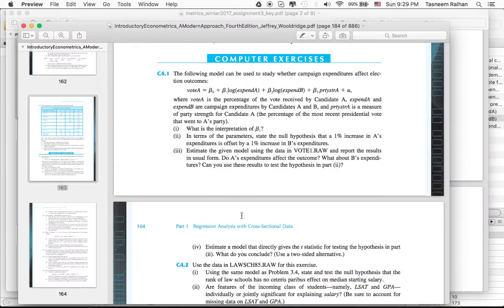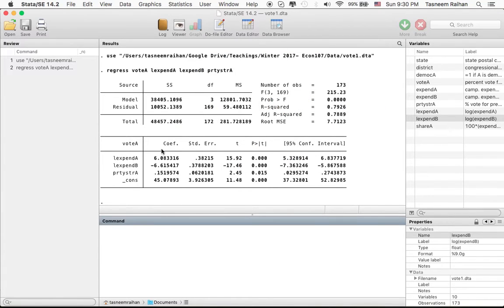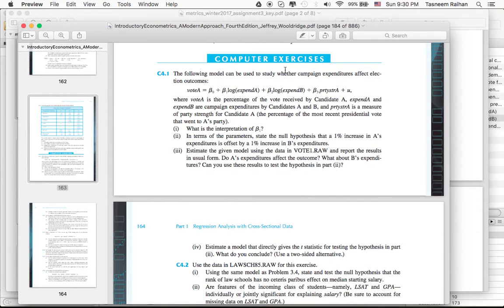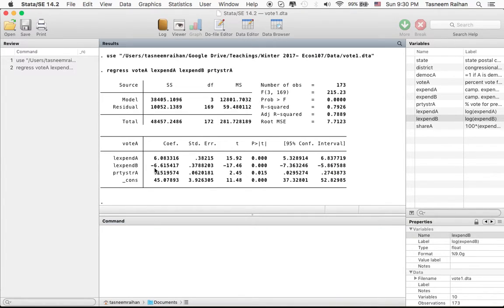So let's go back to the question. It says, do A's expenditures affect the outcome? What about B's expenditures? So let's have a look at the coefficient on log of expenditures by A. The coefficient is positive 6.08, and the coefficient on expenditure by B, that is the value of beta 2, is given here by negative 6.615.